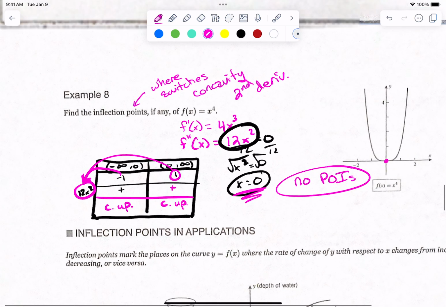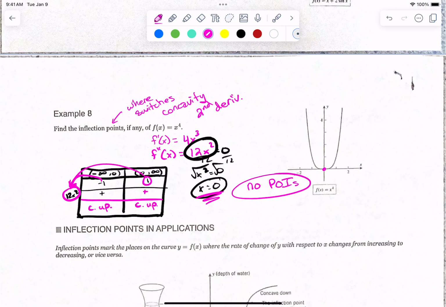Hey, look at that. That's kind of exciting. That's why we went all the way. We had to check him, because sometimes he doesn't end up being a POI. Interesting. I just wanted to go all the way because we had already drawn the graph.